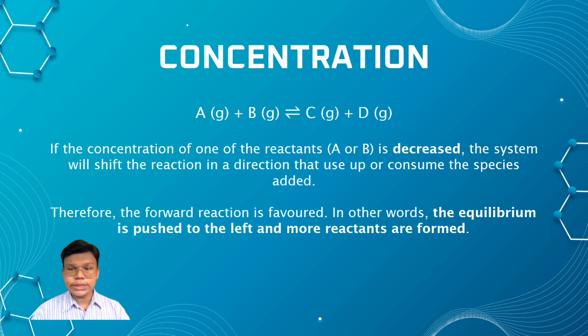If the concentration of one of the reactants, A or B, is decreased, the system will shift the reaction in the direction that replaces the species removed. Therefore, the reverse reaction is favored. In other words, the equilibrium is pushed to the left and more reactants are formed.